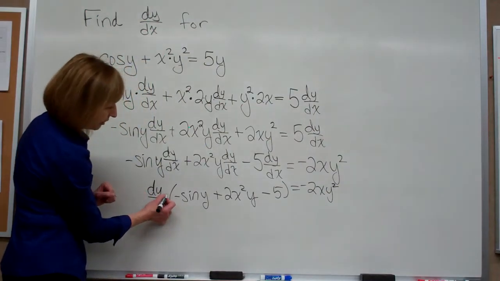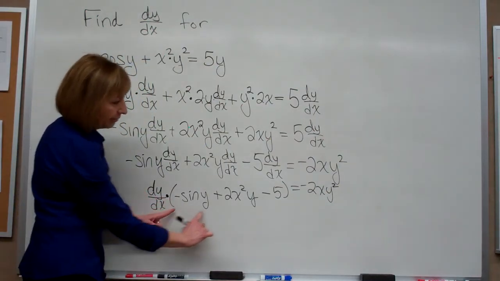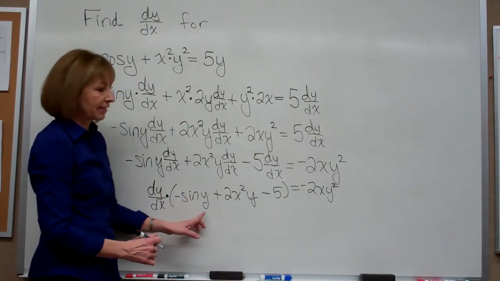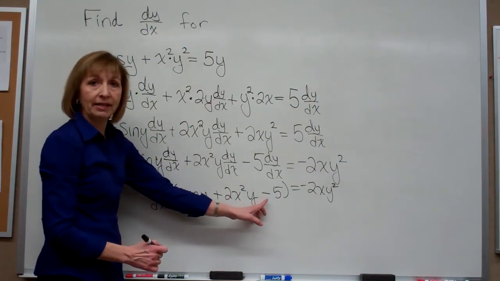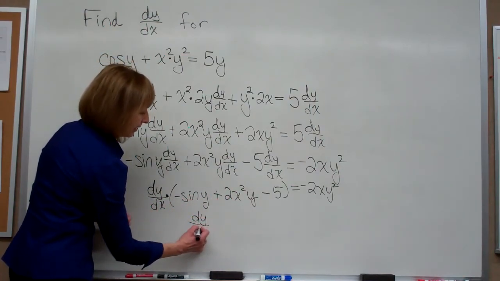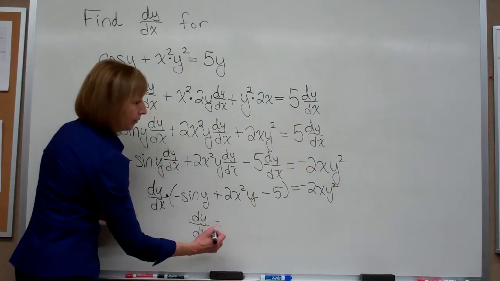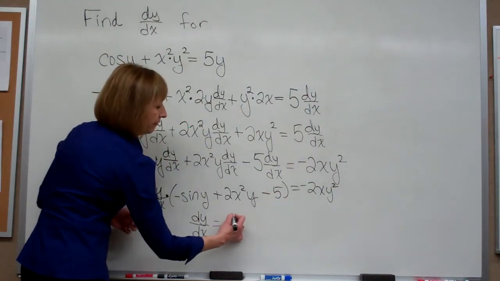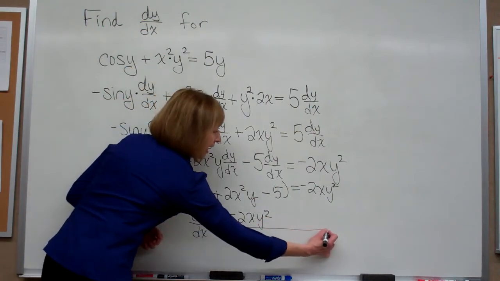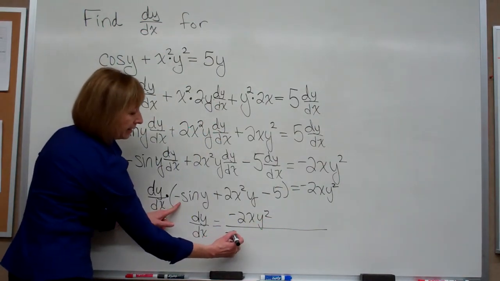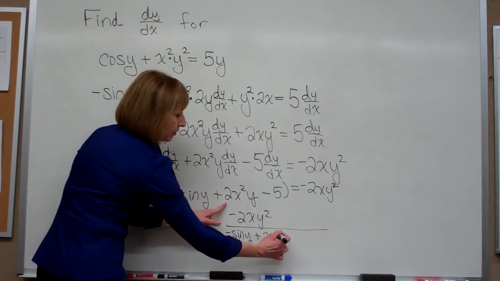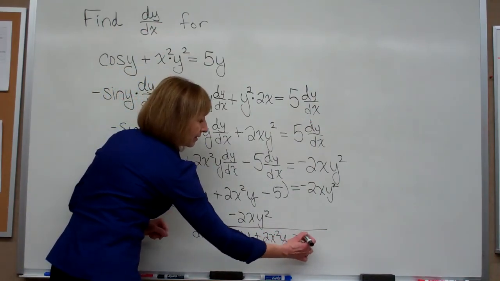And what that allows us to do now, since it's dy/dx times that entire expression, is divide both sides by negative sine y plus 2x squared y minus 5 to solve for dy/dx. So dy/dx in this problem is negative 2xy squared divided by negative sine y plus 2x squared y minus 5.